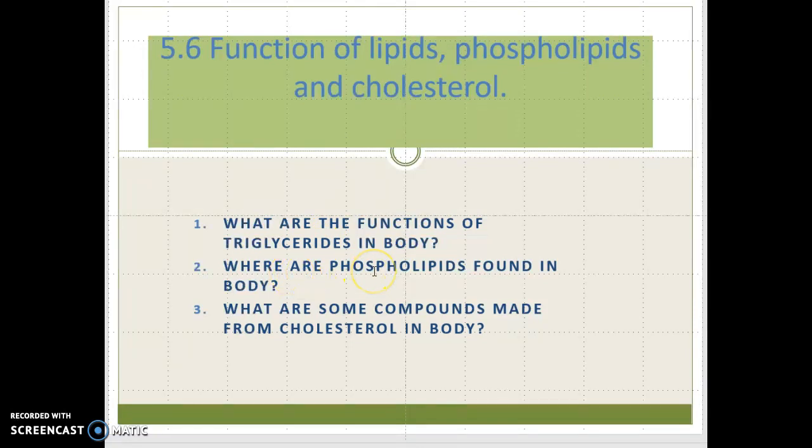The phospholipids are mainly found in the cell membranes and in the lipoproteins, transporting fats. And then some of the compounds that our cholesterol is used for, as we mentioned earlier, are bile acids, vitamin D, and also sex hormones. So estrogen, progesterone, and testosterone are also very high in cholesterol content. So those are the uses of fat.